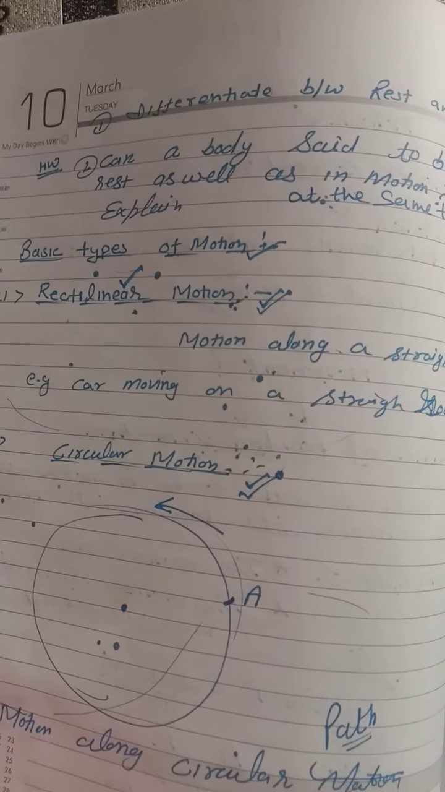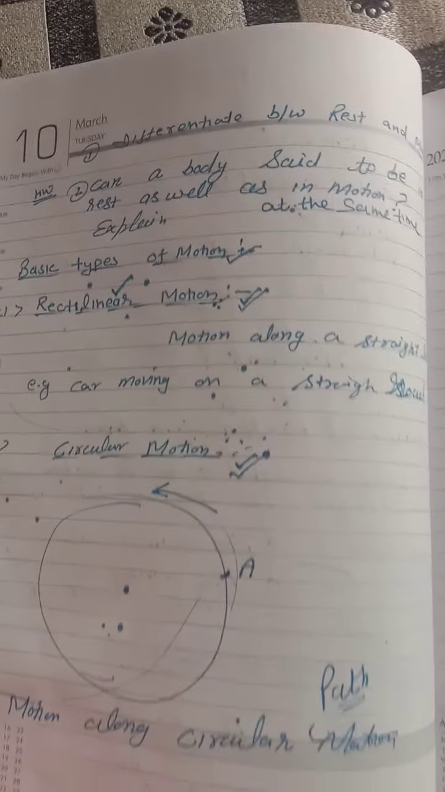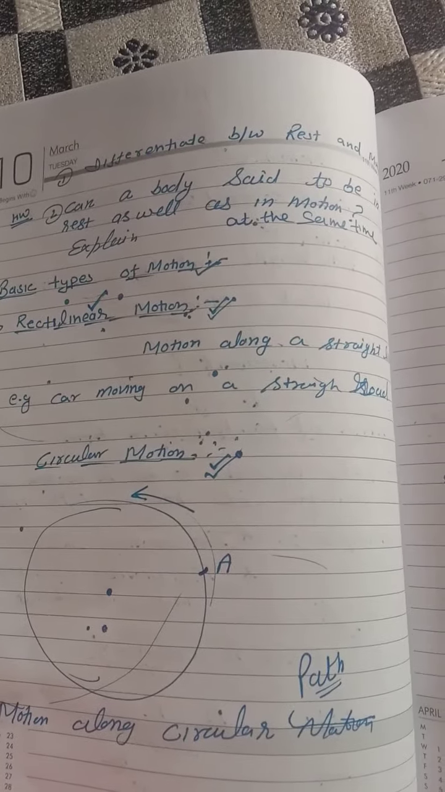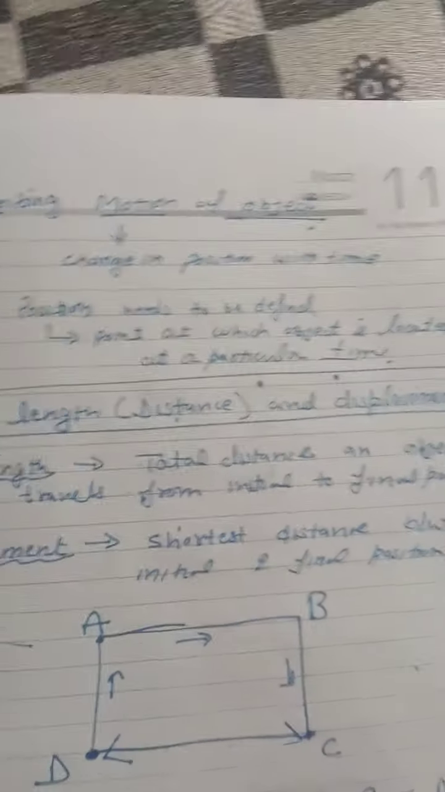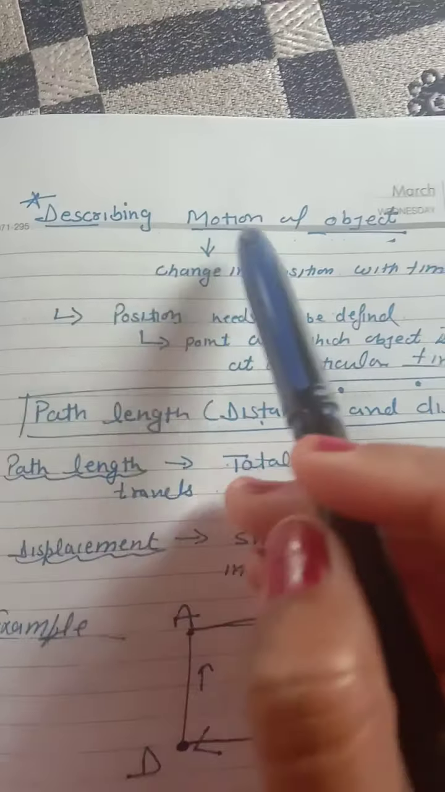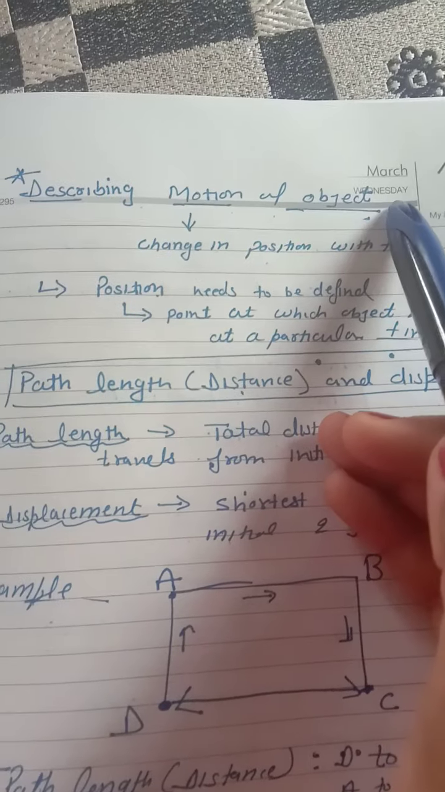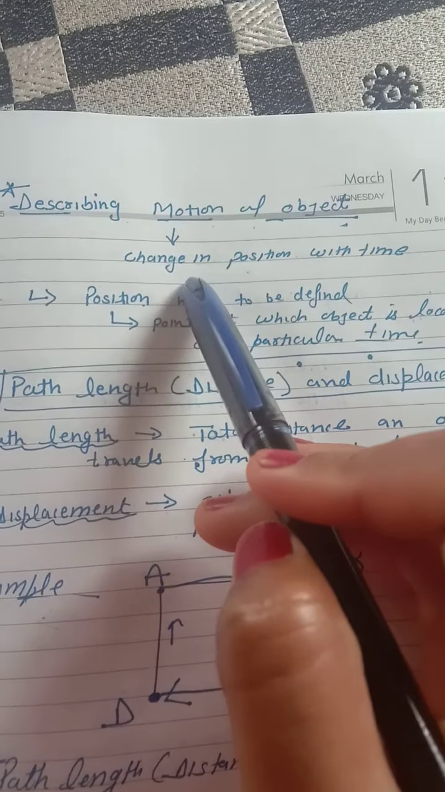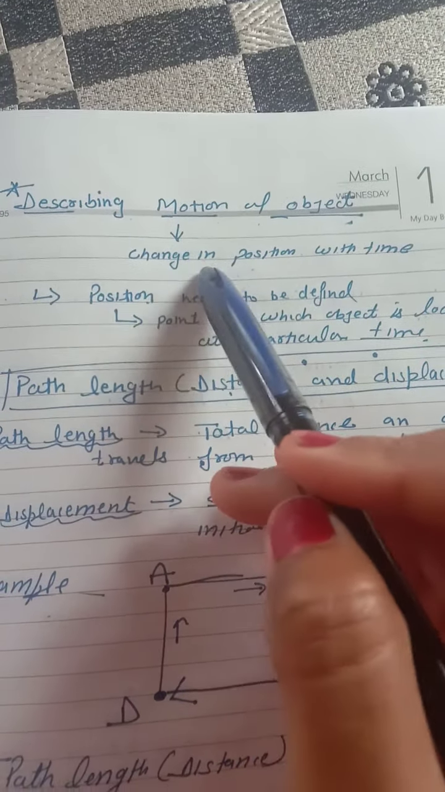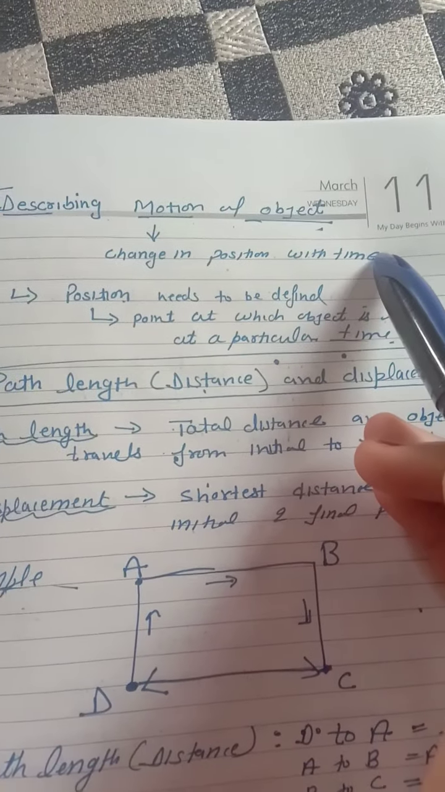So yesterday we studied up to circular motion, just an introduction to what is rectilinear motion and what is circular motion. So today we'll start describing motion of an object. As I told you yesterday, motion is defined as the change in position with time.